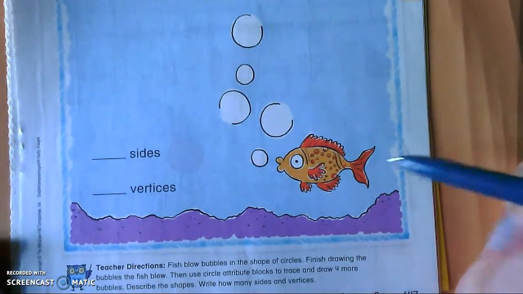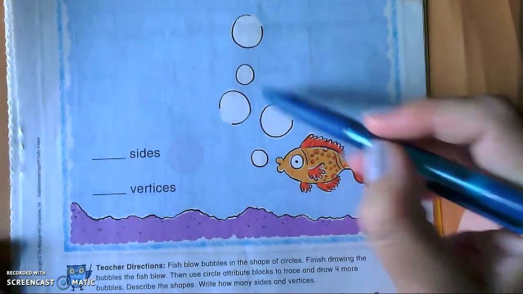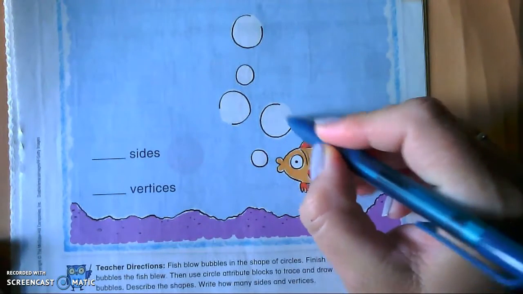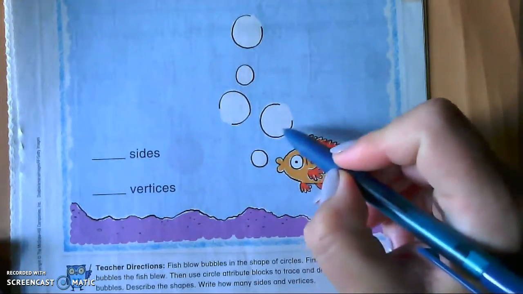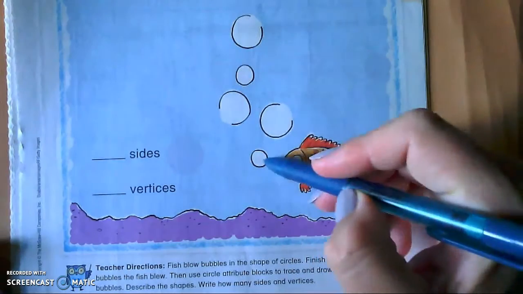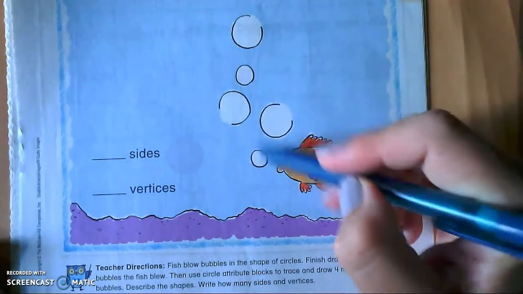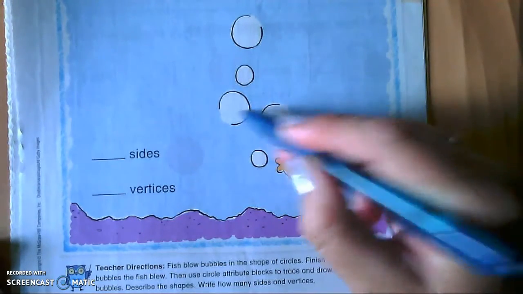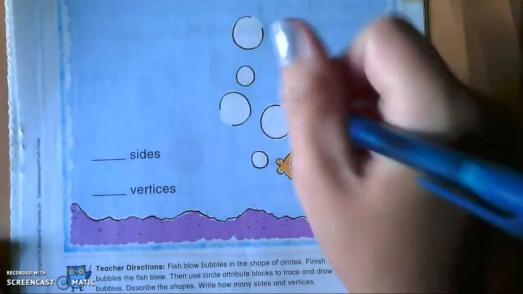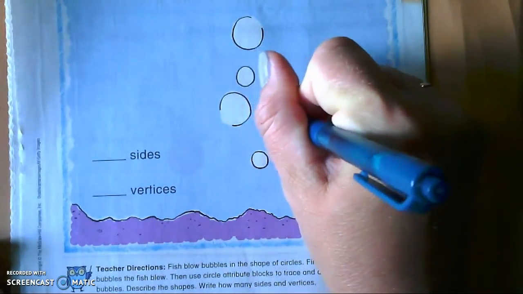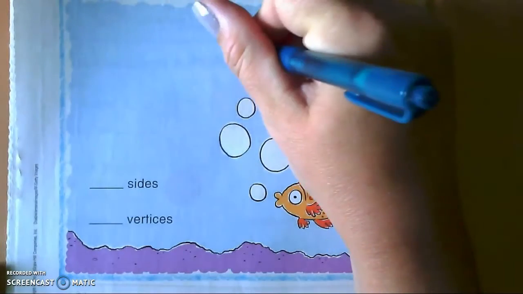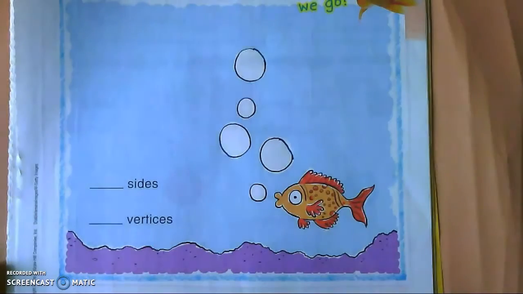So I'm looking at this fish and he blew some bubbles. And one thing I noticed about some of these bubbles is that they are open. I see a few open bubbles and a few closed bubbles. My closed bubbles are circles, but my open bubbles are not circles. So let's make these circles. Perfect. And one more. There we go.